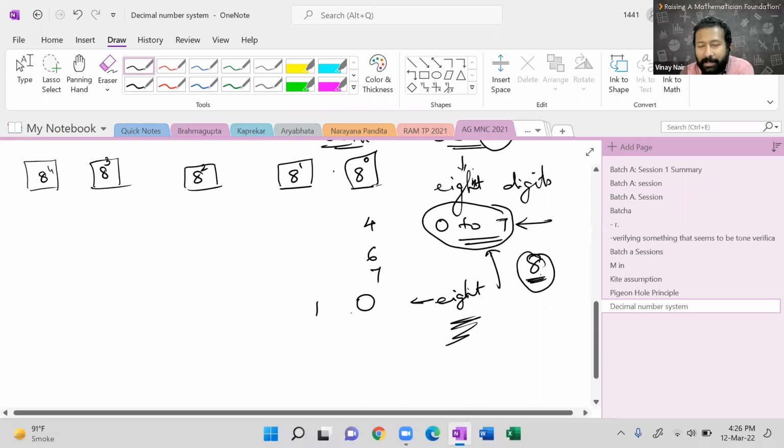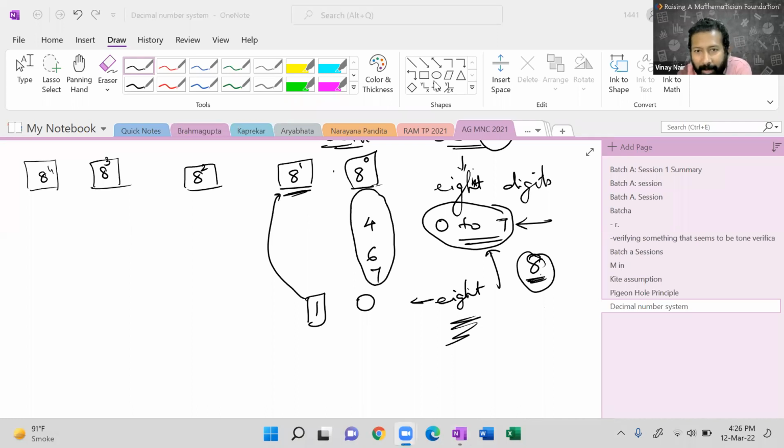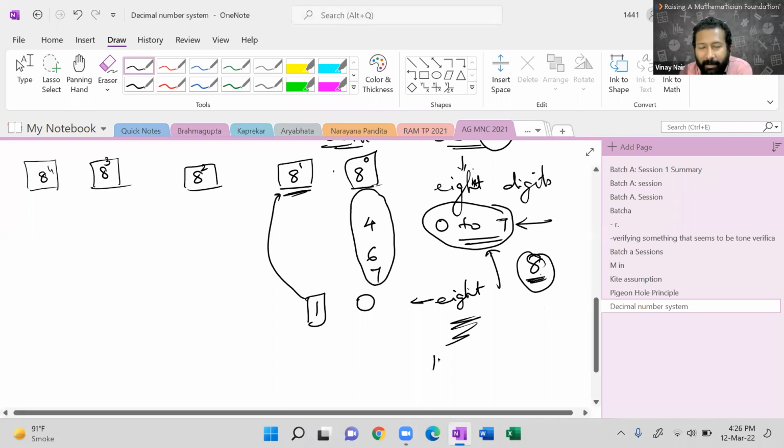So we represent the number 8 as 1, 0 because all the digits that we had to represent numbers in a single digit are exhausted. We don't have any more digits left. So we go to the next place value and write a 1 there. So we have 1 multiplied by 8 power 1, which is 8, and 0 multiplied by 8 power 0, which is 0. So 8 plus 0 is 8. So 1, 0 represents 8.